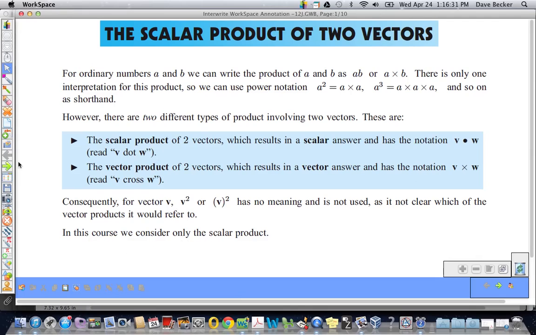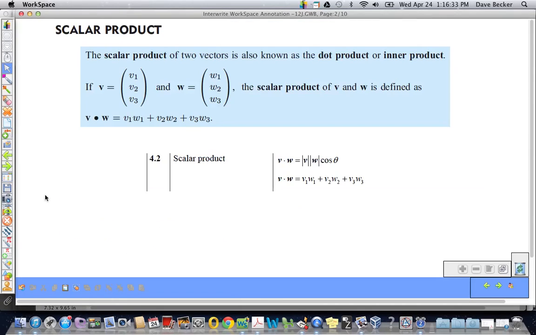Okay, so that's out of the way. Got a lot of things to talk about. The scalar product of two vectors is also known as a dot product or inner product. I never use the word inner product. I almost always use dot product.